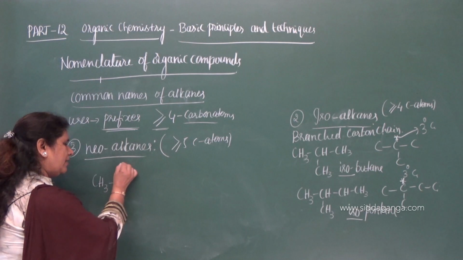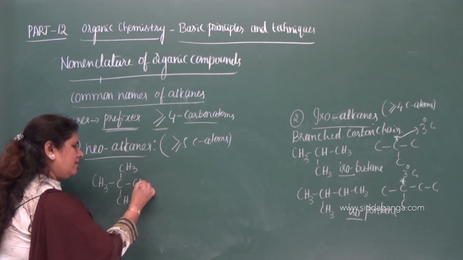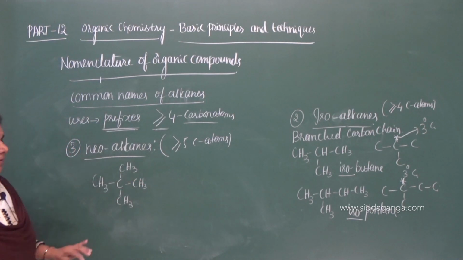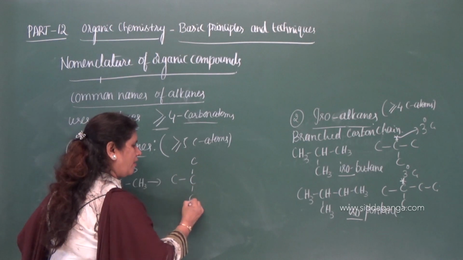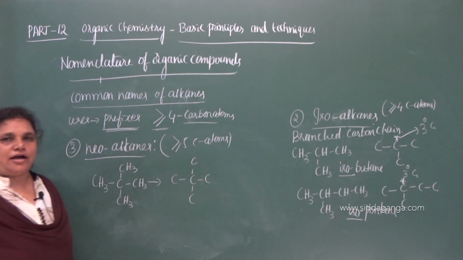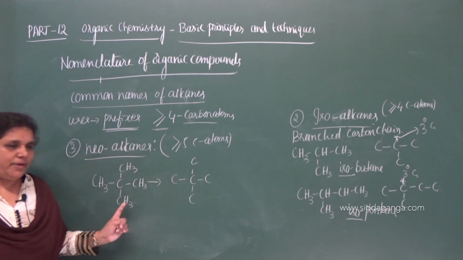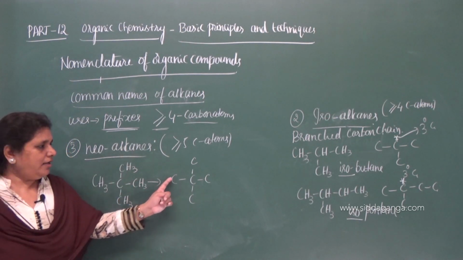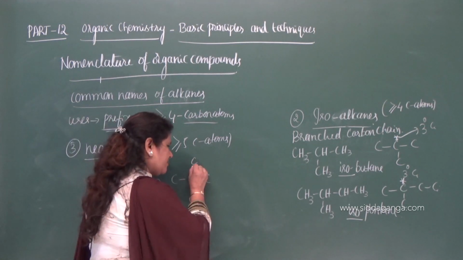CH3, C, CH3, CH3, CH3. 5 carbon atoms are there. Let me write the carbon skeleton of this compound. This is the carbon skeleton of this compound. Now, 5 carbon atoms are there, and is the carbon chain branched? Yes, the carbon chain is branched.